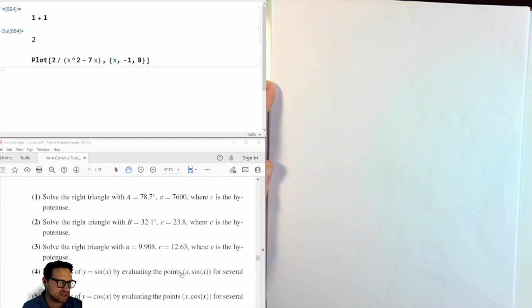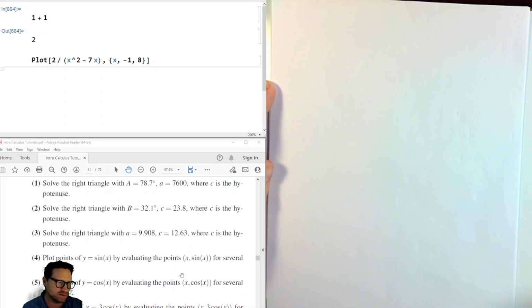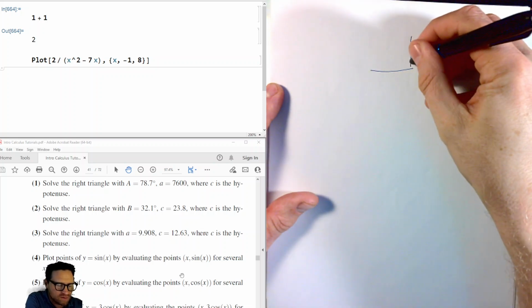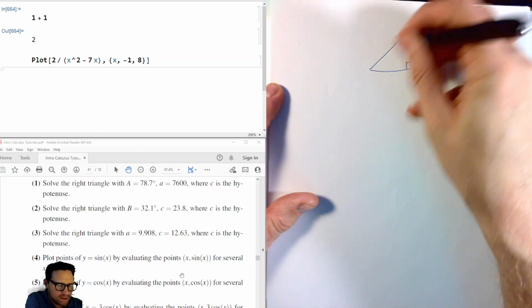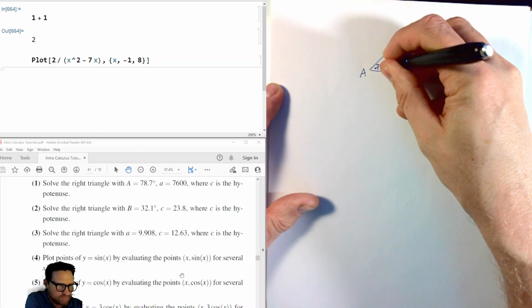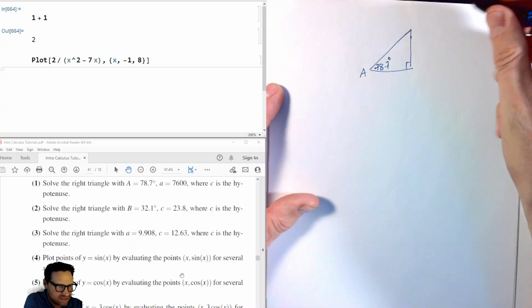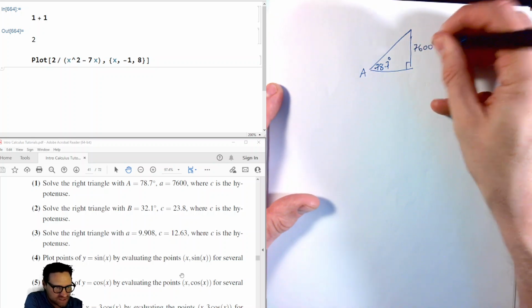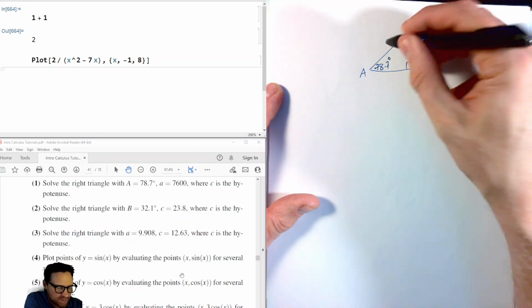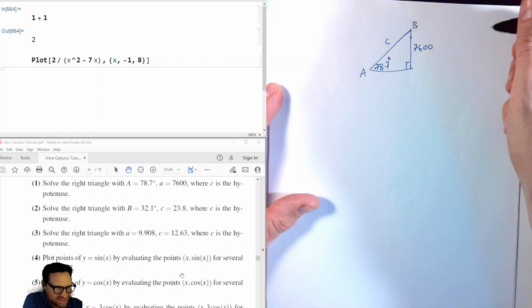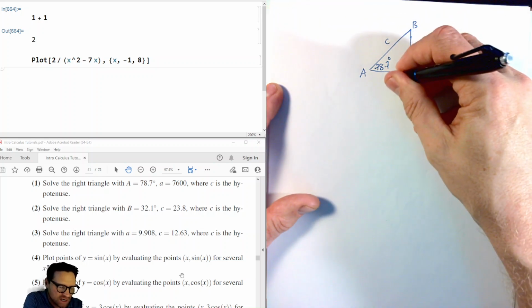Okay, so let's begin, starting with question 1. Solve the right triangle with angle A equal to 78.7 degrees, side length a opposite that, 7600, c is the hypotenuse, and so solve here means find all the interior angles and all of the side lengths.